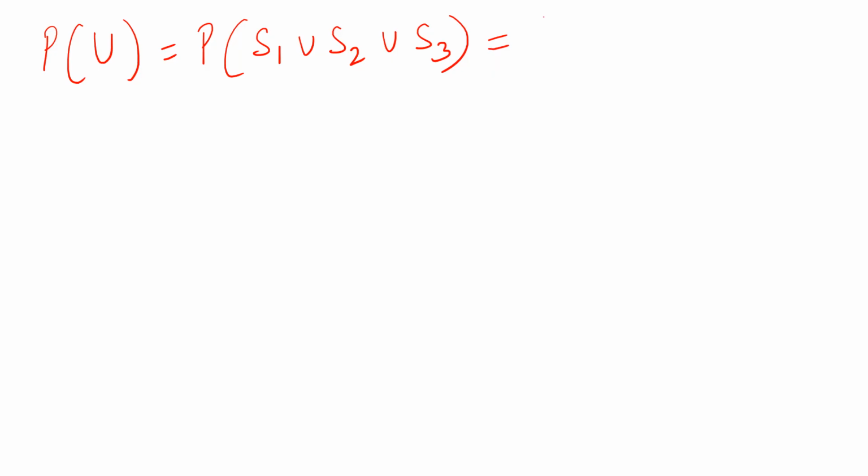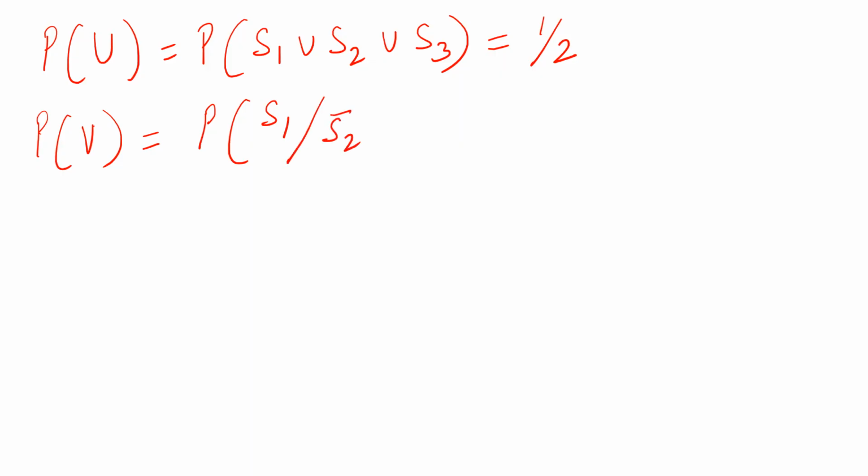Now students, U is the event when at least one of S1, S2 or S3 can solve the problem. So that means probability of U is actually probability of S1 union S2 union S3, and this is given as 1 upon 2. V refers to the event when S1 can solve the problem given that neither S2 nor S3 can solve the problem. So that means probability of V is probability of S1 given S2 bar intersection S3 bar.